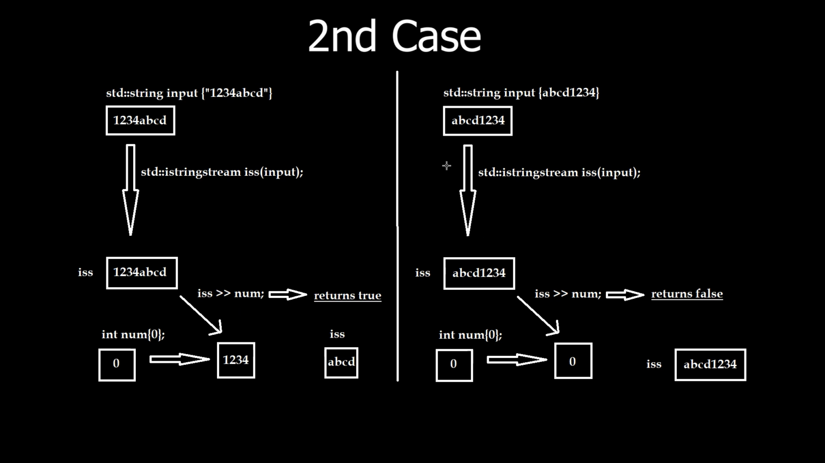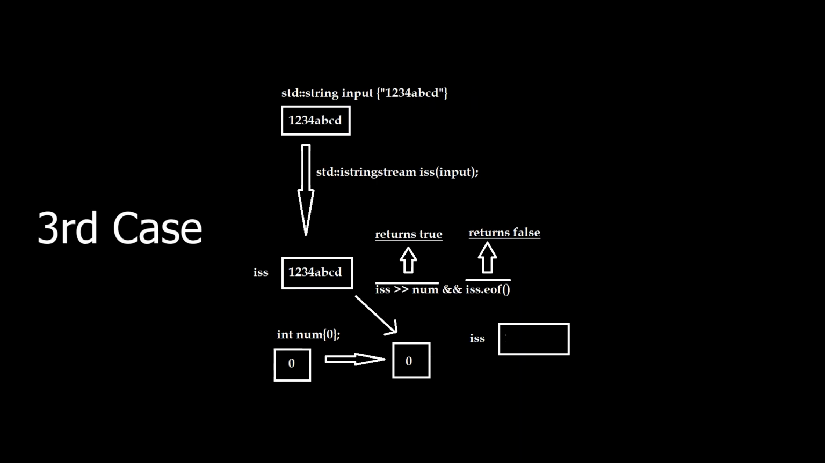So now on the third case, I'm going to explain how we can basically avoid that. Finally, on the third and final case, we have the same setup here, but instead there's something different. We do iss into num and iss.eof. EOF stands for end of file, and what this does is ensure that our iss is basically empty.